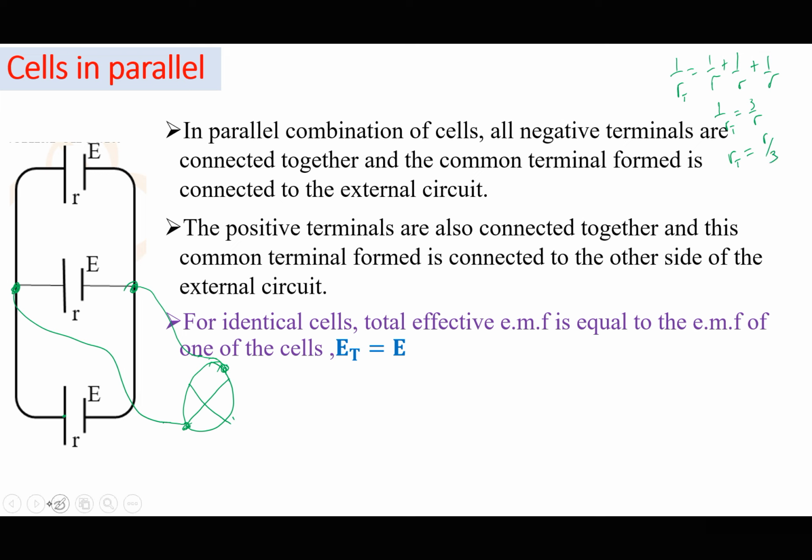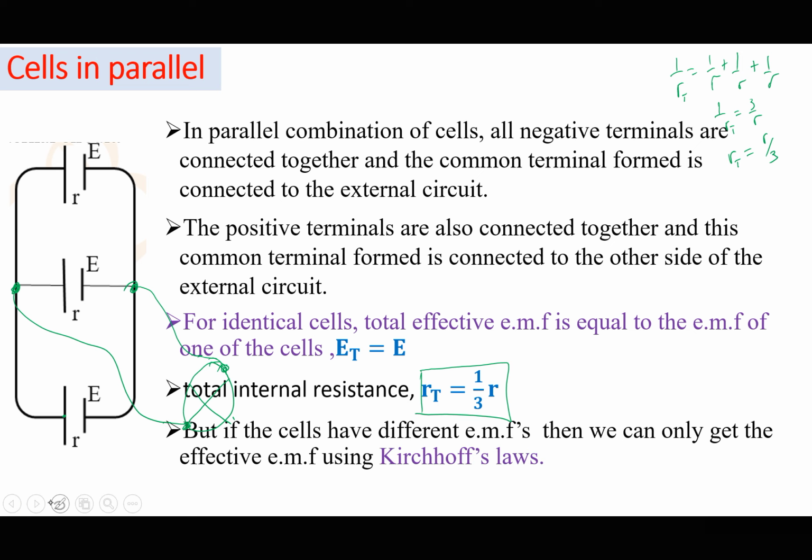So the total resistance becomes 1 over 3 times R. This is an advantage, of course. If we have our cells in parallel, the effective internal resistance becomes smaller, which means the lost volts is going to be smaller. But of course, we shall see this using Kirchhoff's laws.